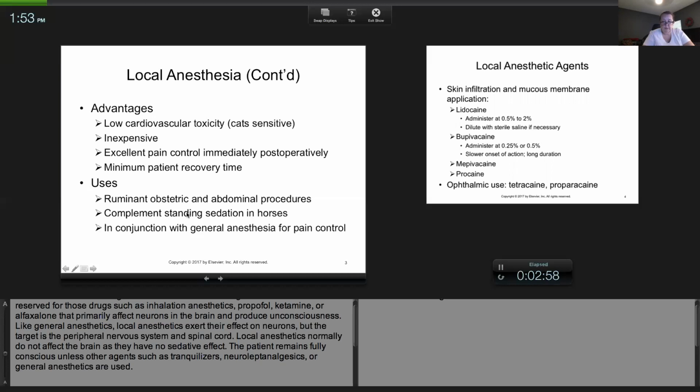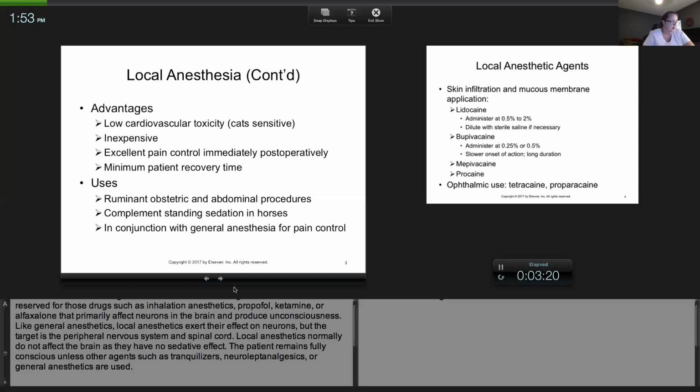In horses, we can give them sedation and give them a local to help do a joint exam or a laceration repair. And a lot of times in small animals, we use them additionally for pain control. I'm going to talk about some indications, some procedures when we would use local anesthesia.